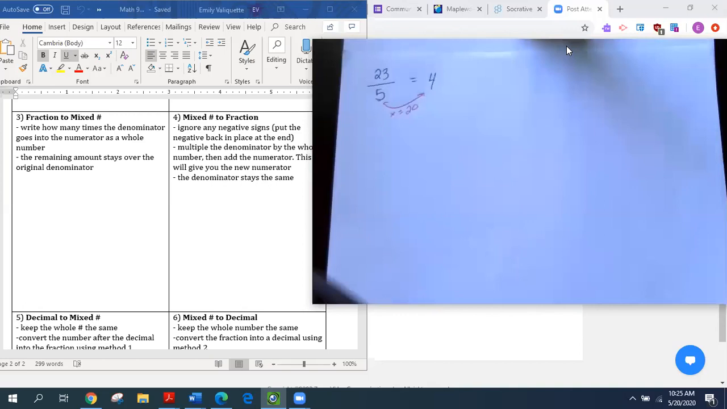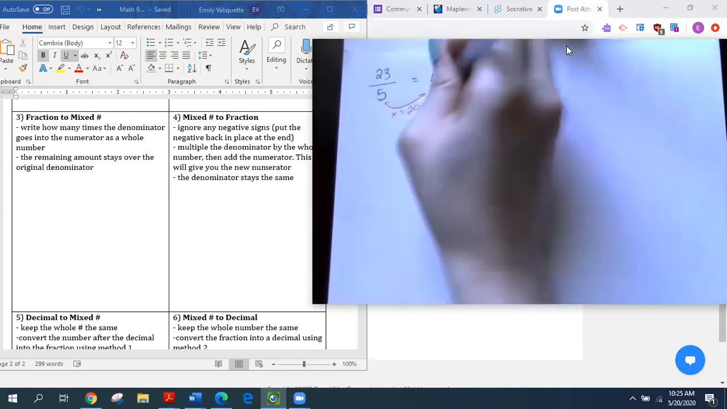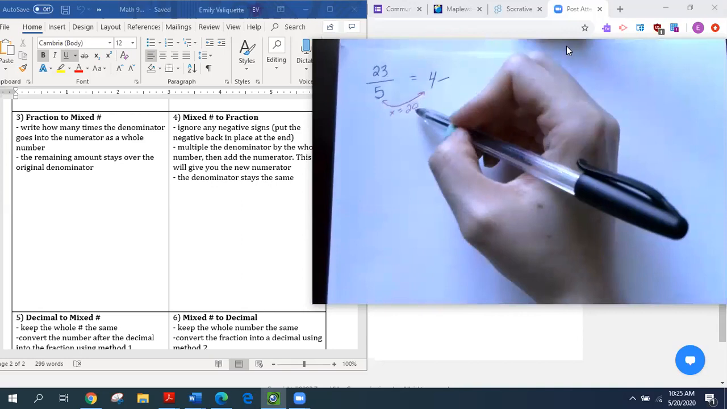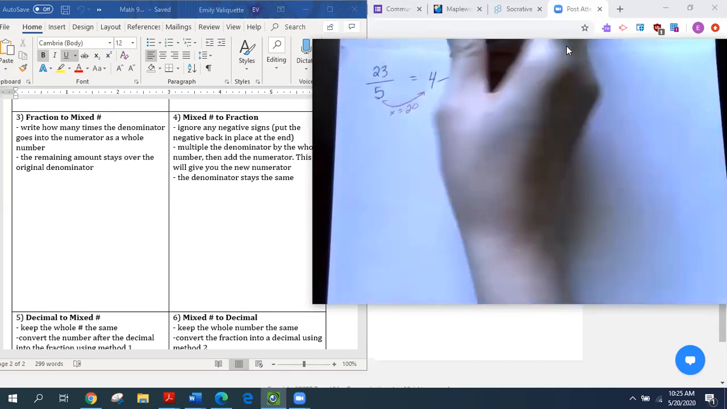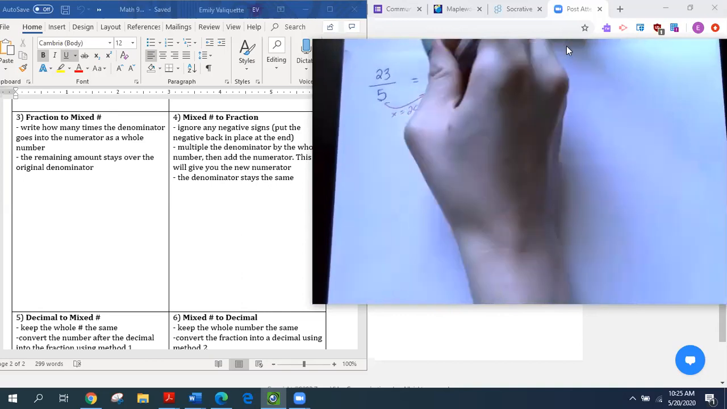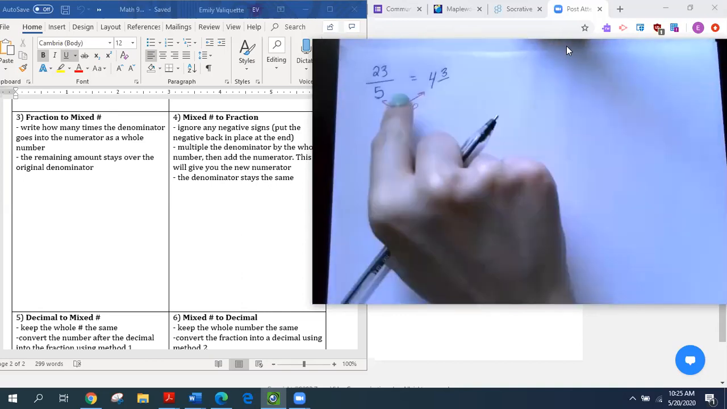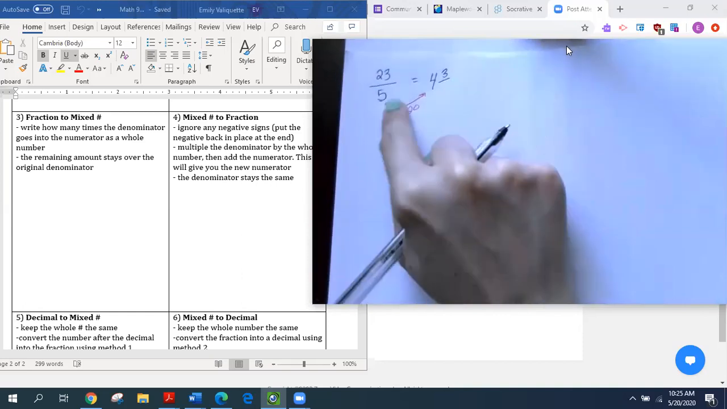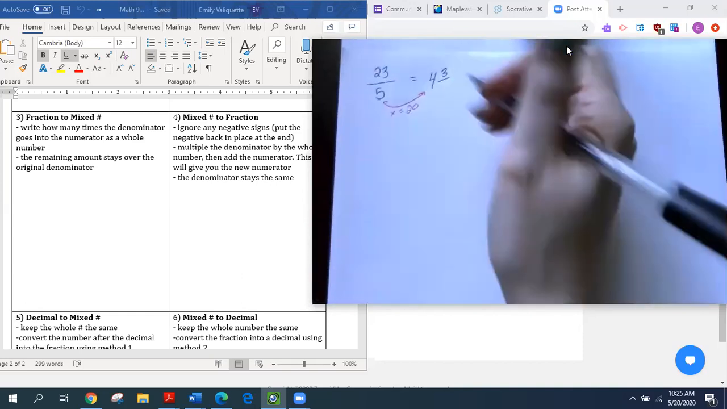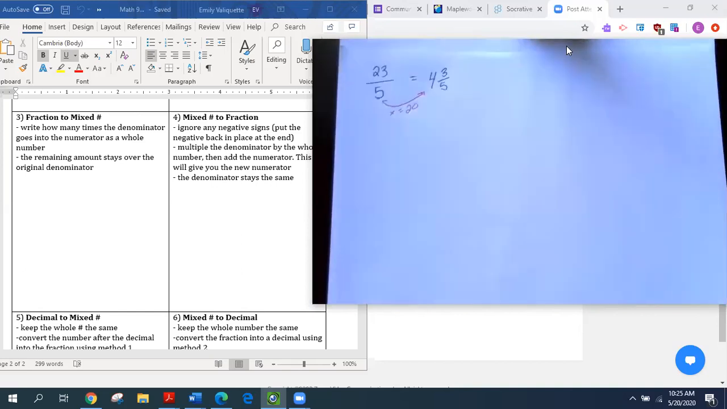Now I want to know how much is left over. Because 5 times 4 is 20 and I'm trying to get to 23, I have 3 left over, because I'm just doing 23 minus 20. Is that 3? And then I keep the denominator. So keep the denominator of 5. Okay, that's all you do for that one.